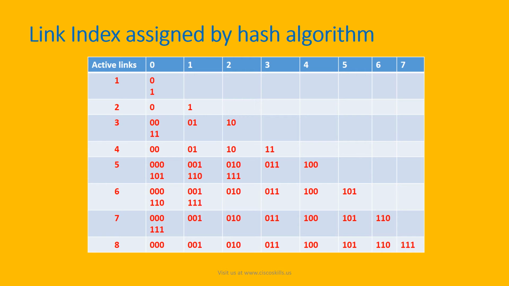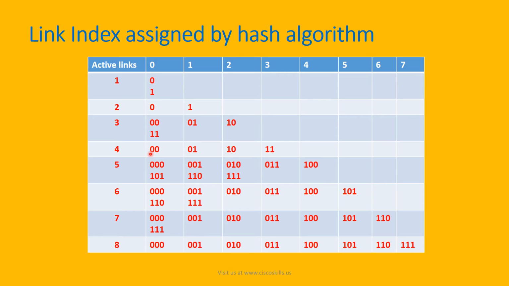If we have 3 active links, it requires 2 bits. If the result of the bit or XOR operation is 0, 0, link 0 will be used. 0, 1, link number 1 will be used. 1, 0, link number 2 will be used. But 1, 1, link number 0 will be used. That's how the round robin will feel like.